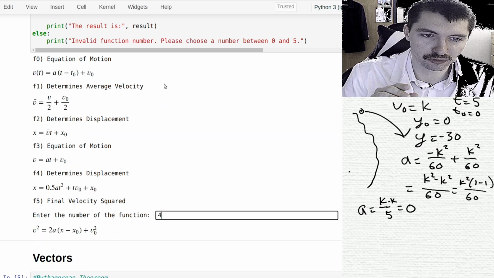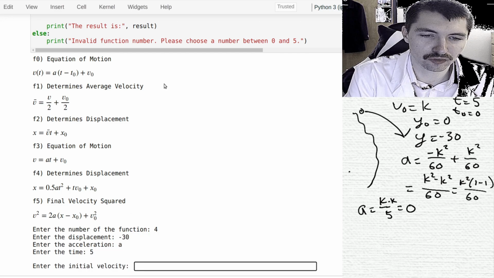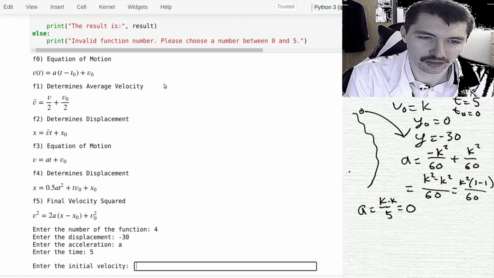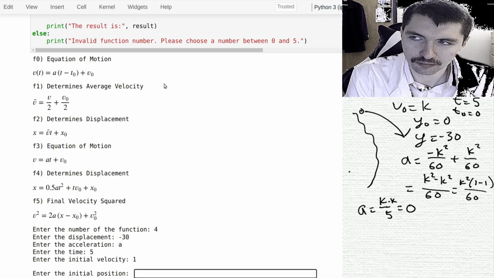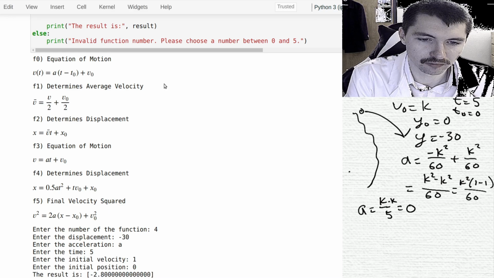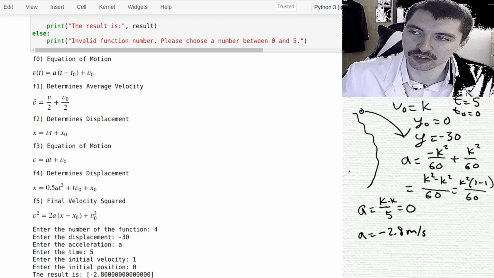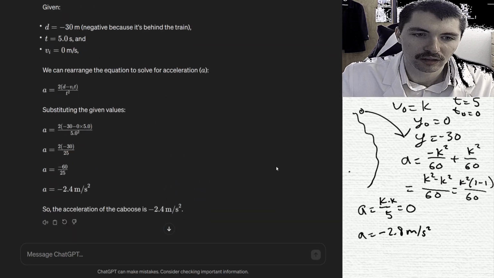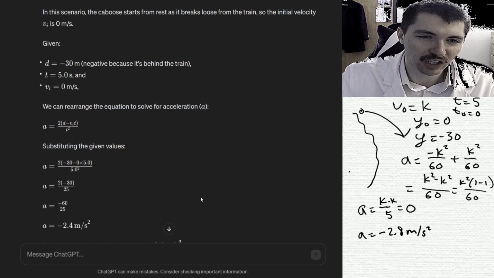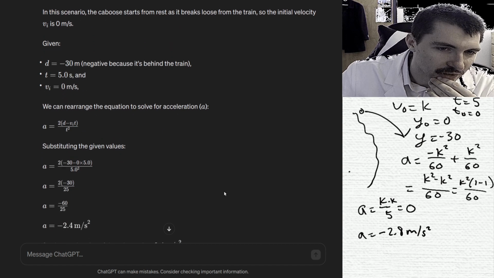Okay, I want to do equation 4. Equation 4, x of 30, acceleration unknown, initial velocity is 1. Okay, so I just calculated 2.8 meters per second squared. I plugged in constant velocity as 1. They are getting 2.4, so we're off by about 0.4. Pretty close, I would say.